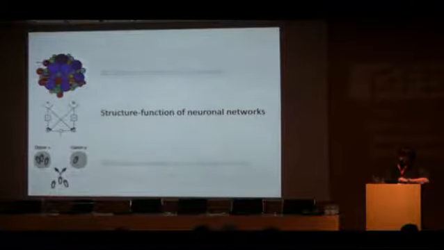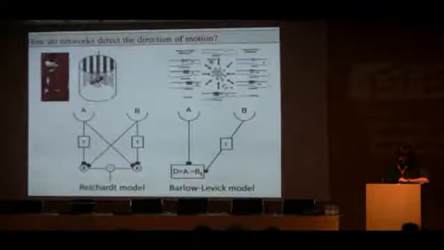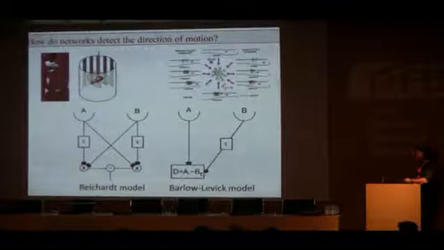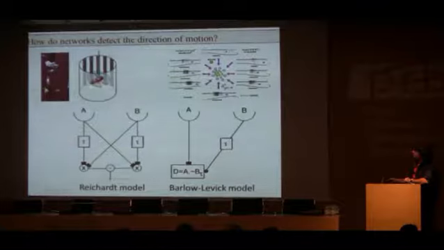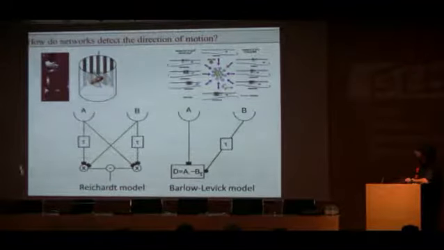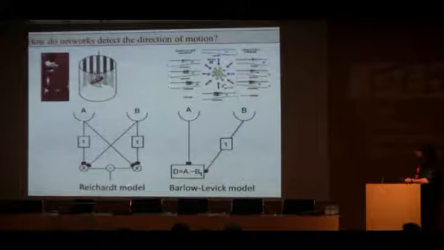It is the problem of motion detection. We know from behavioral studies and electrophysiological studies in insects that a way to understand how animals detect motion could be explained by the Reichardt model. Imagine these are two sensors, A and B. This is a delay, and this is a multiplication. There is a minus sign.